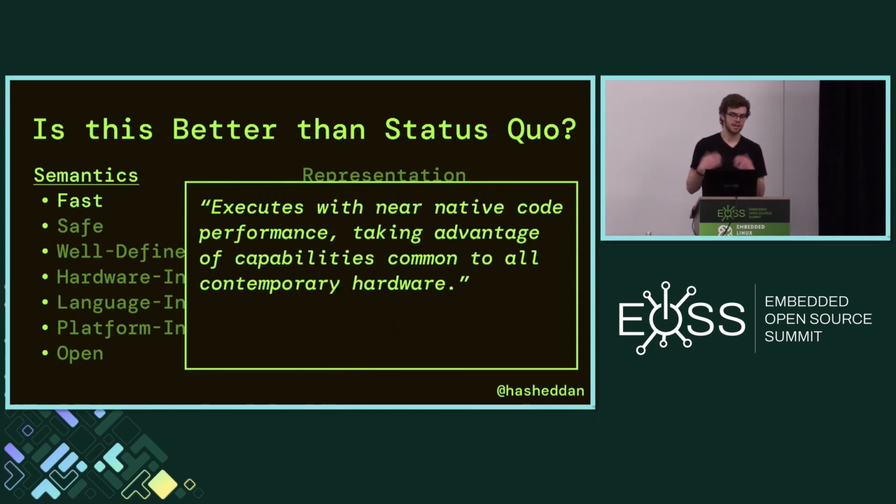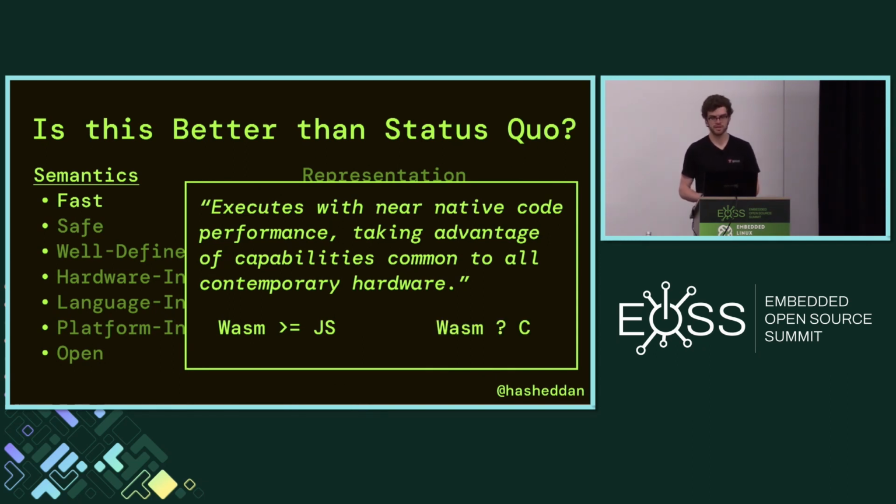And so it tries to execute with near native code performance. Obviously, when you're interpreting, there is overhead compared to native code, but one of the ways that Wasm is able to get closer to that is by modeling a lot of modern hardware function in the WebAssembly virtual ISA, if you will. So Wasm strives to be as fast or faster than JavaScript, but a lot of times we're not comparing to running JavaScript when we're talking about microcontrollers.